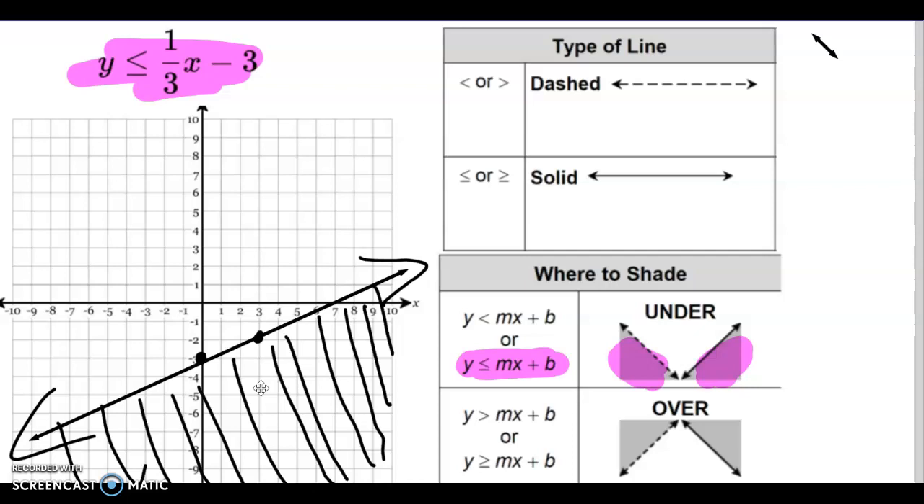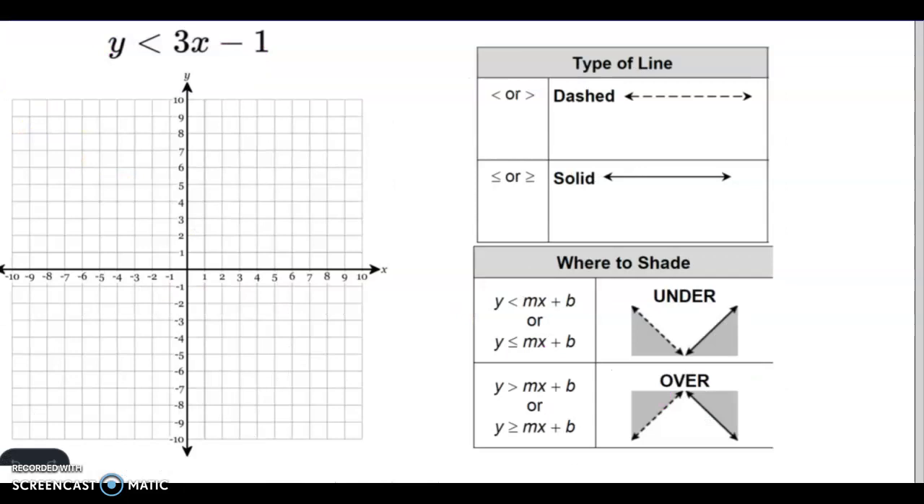Alright, let's take a look at another example. Here we've got y is less than 3x minus 1, and we're going to do the exact same thing. We start with the y-intercept, which is at -1. Then we use the slope. Here the slope is 3, and it doesn't have a denominator, but when it's a whole number you just put it over 1. So the rise is 3, and you go over just 1. Now we've got that second dot.